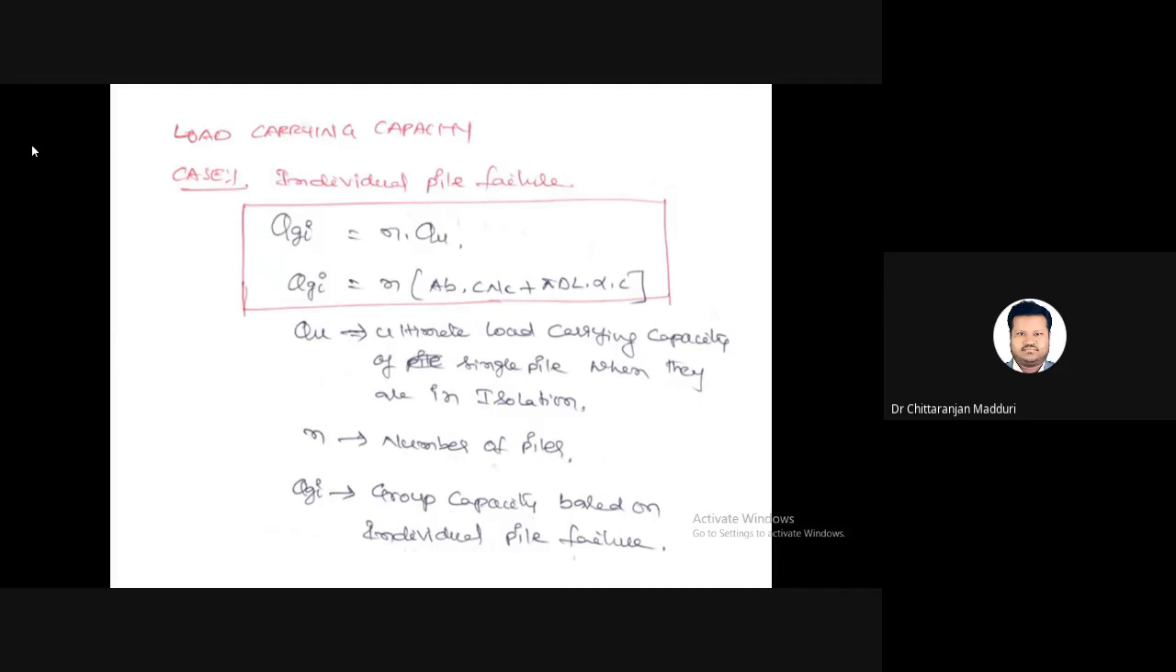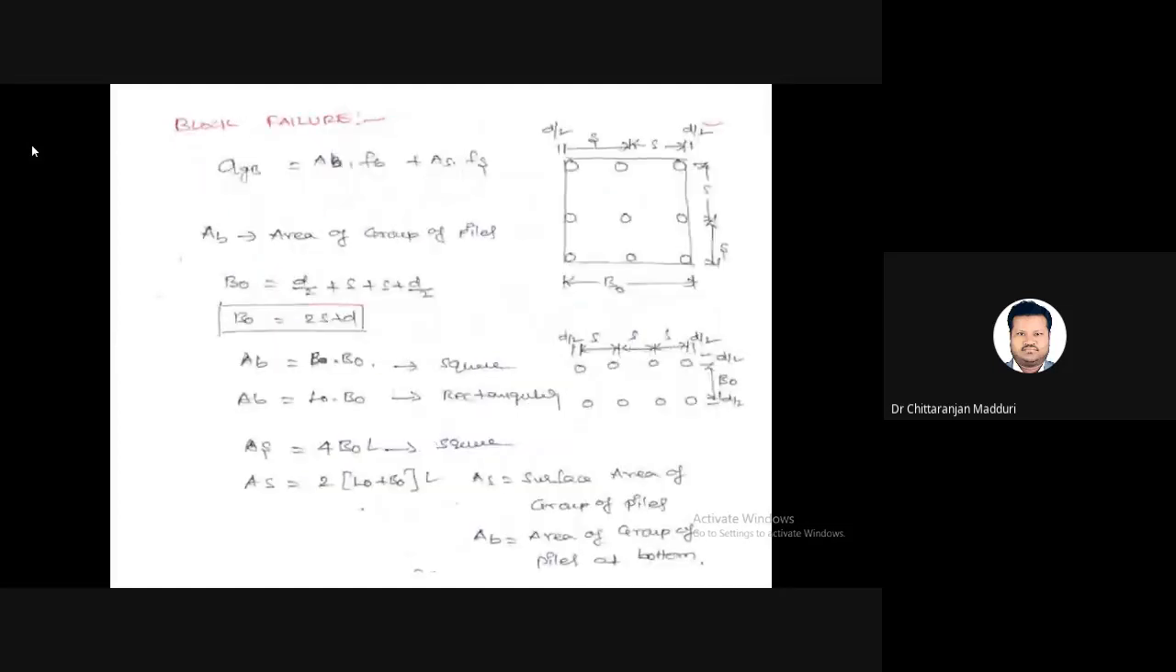So a pile may fail individually, or all piles may fail as a group. This is case one, individual pile failure. The second one is block failure. In block failure, we need to arrange the piles in a rectangular pattern or square pattern. If it is arranged in a square or rectangular pattern, we need to find out the width and the length of the pile group.